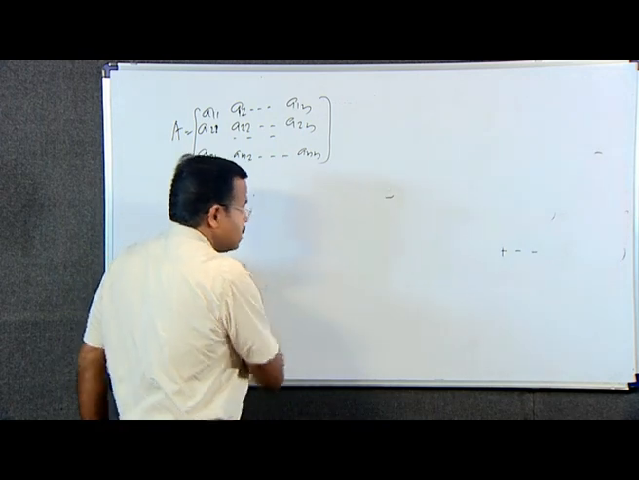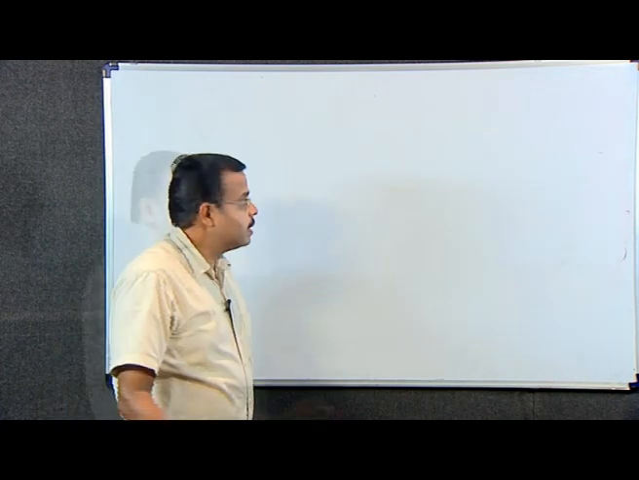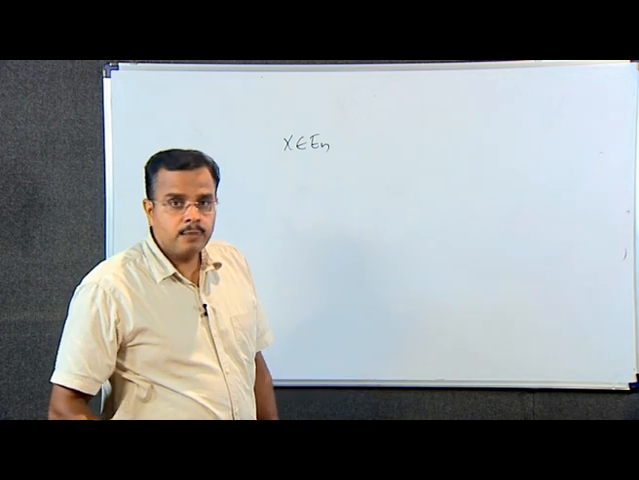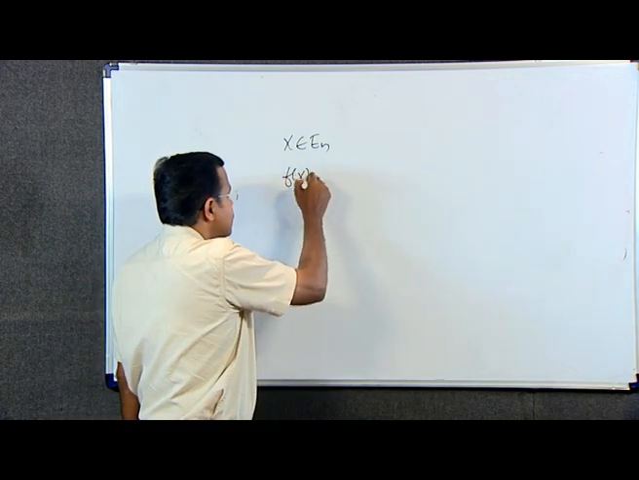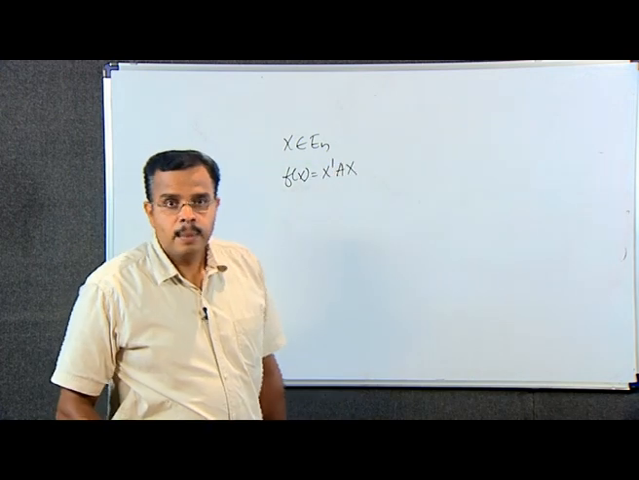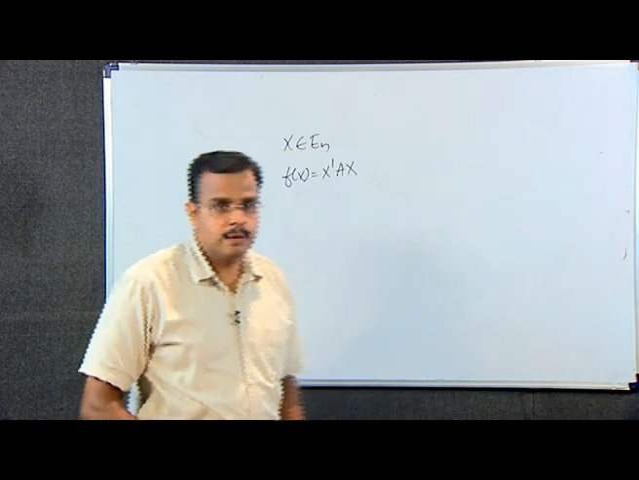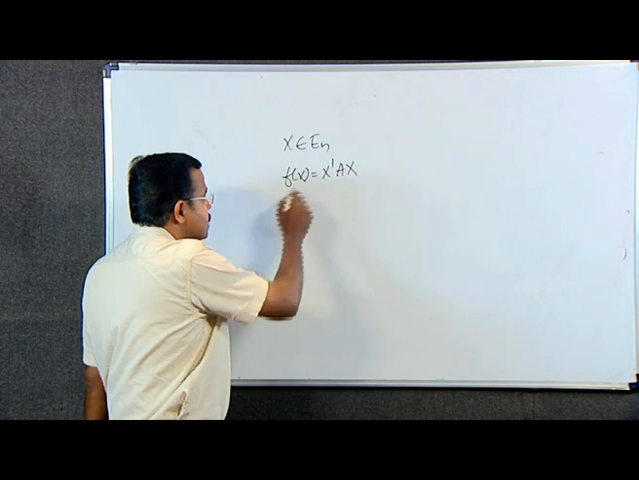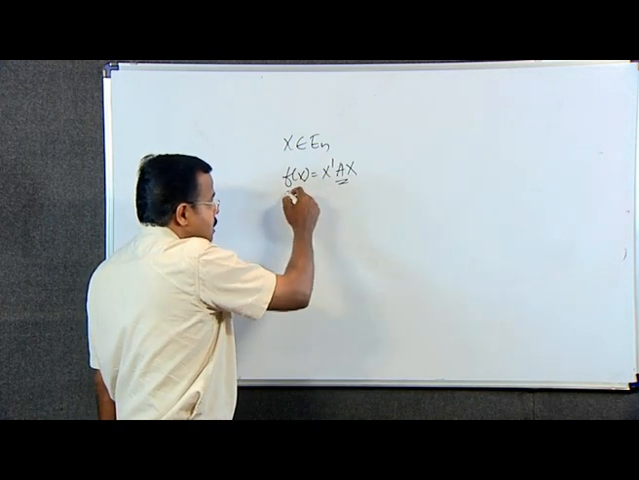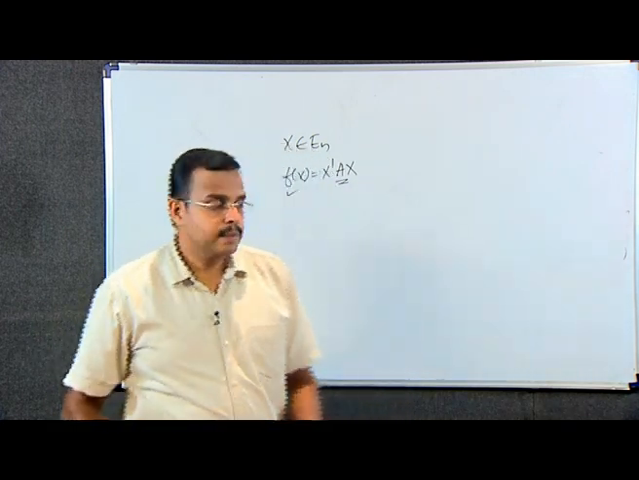And some theorems are here based on this quadratic form. Let x belong to E^n and f of x, a function in quadratic form x dash Ax, be a quadratic form. If x dash Ax is positive semi definite, then the function f of x is a convex function. You can prove it like this.